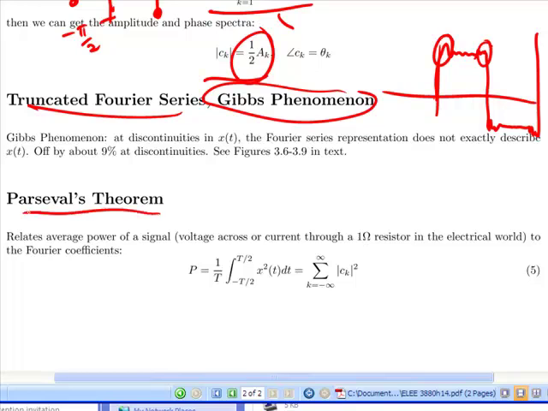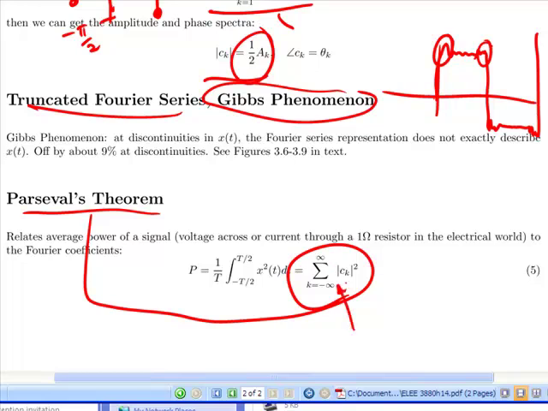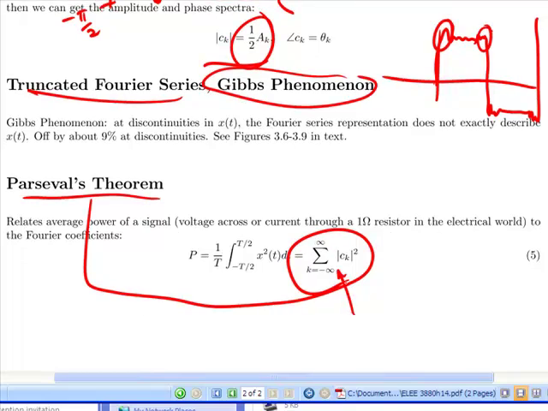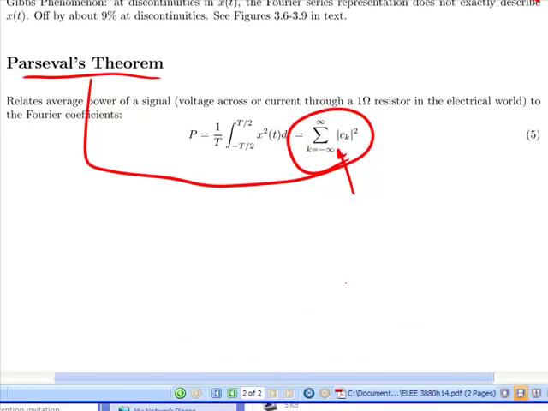This has to do with power, and we're not going to really discuss it, but this is a measure of the energy in the signal, the average power, I should say, in a signal. We get that by absolutely squaring the ck and adding them up over infinity, and this gives us some kind of a measure of the energy in the signal. Okay.